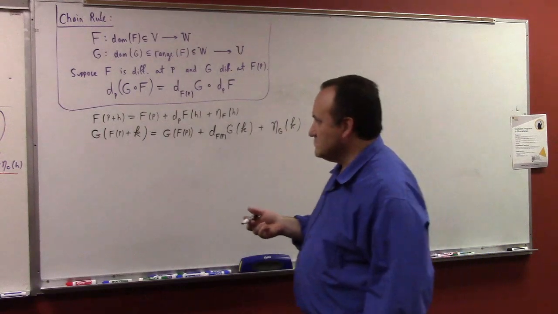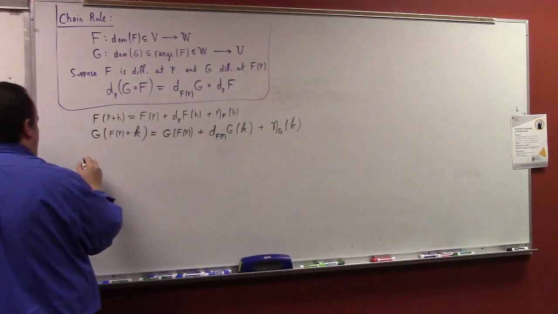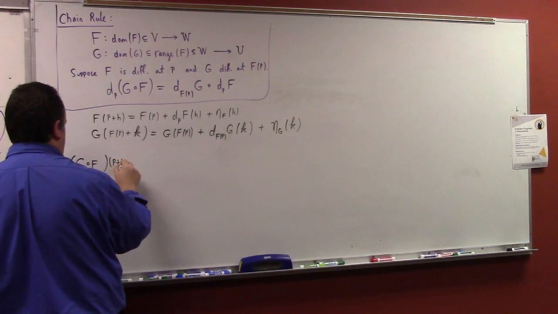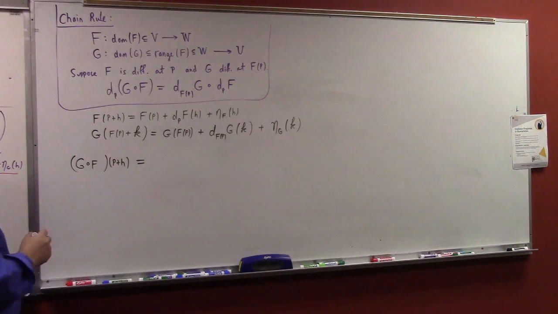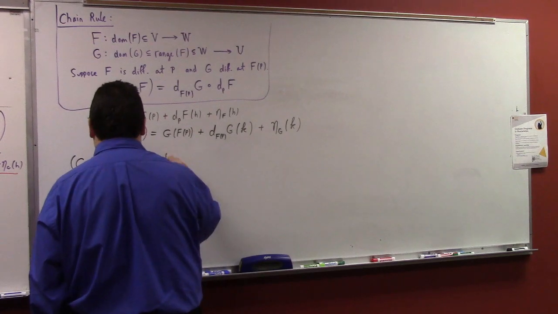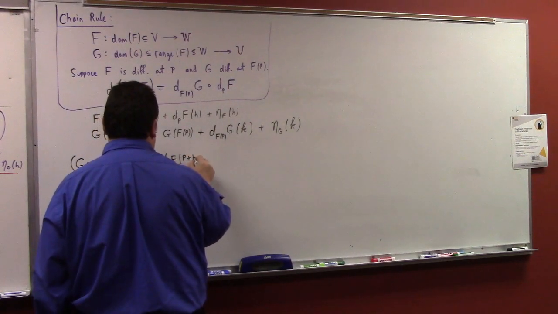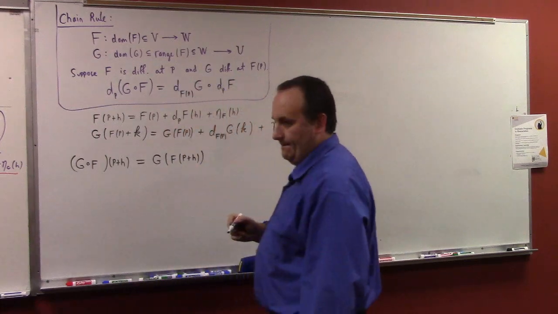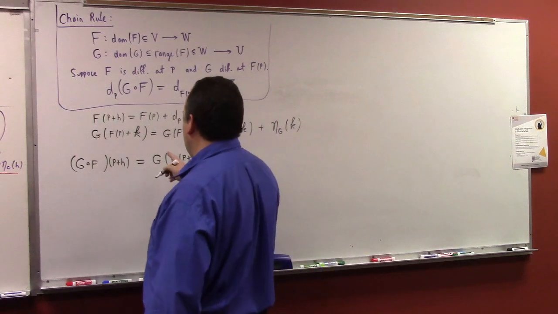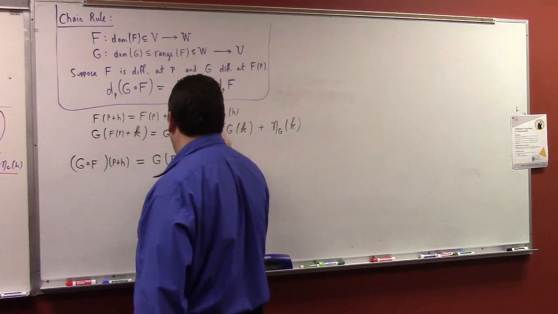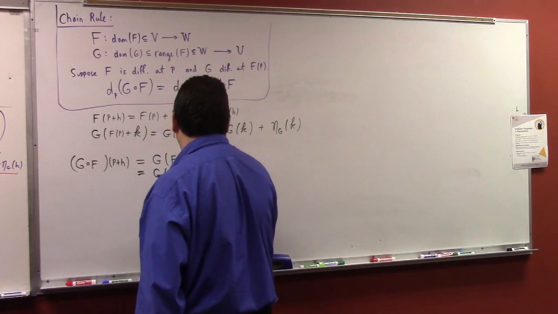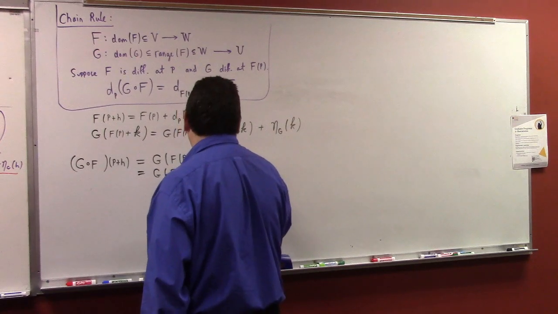But then we can look at g composed with f of p plus h. What happens then? Well, by definition, that is g of f of p plus h, which then is, so we can come up to here and do that, right? So that's g of f of p plus d_p f of h plus the error term.